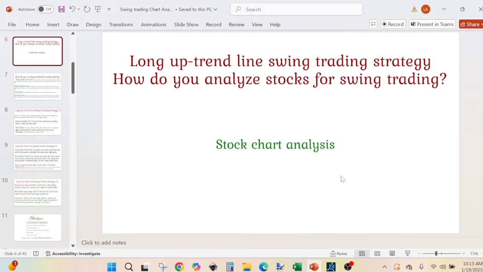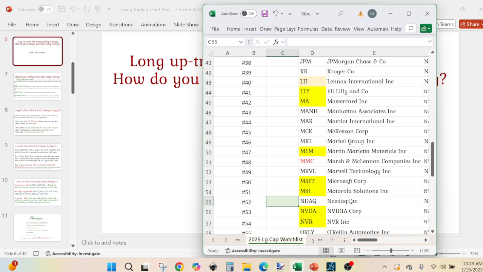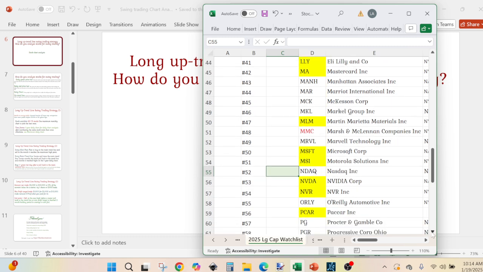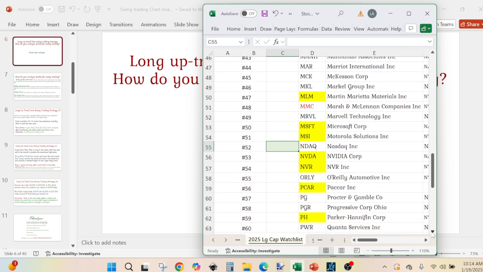Hello, how do you analyze stock for swing trading if you are using a long uptrend and swing trading strategy? We are analyzing the stocks for January 19, 2025, and this is part 4. The next stock to analyze is NDAQ.